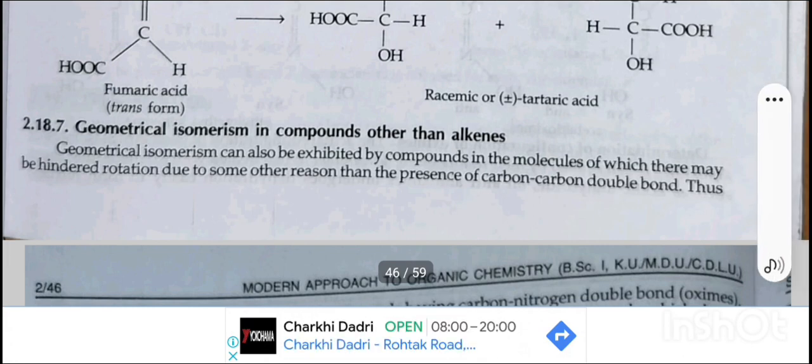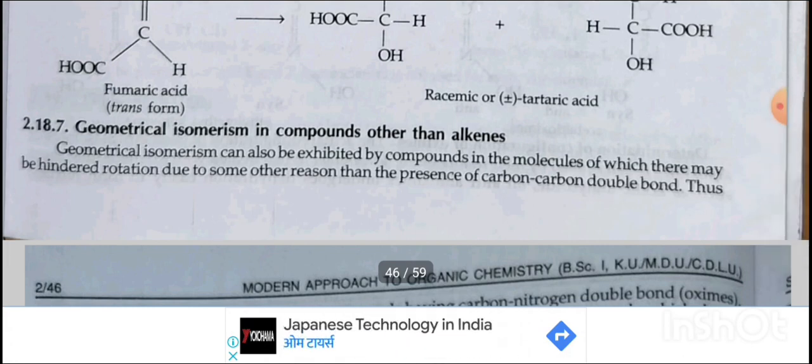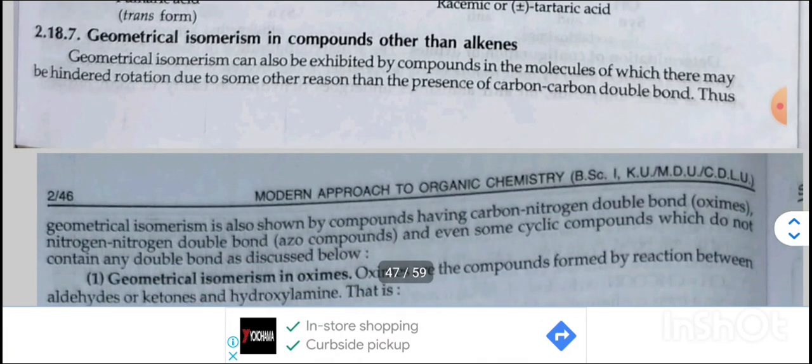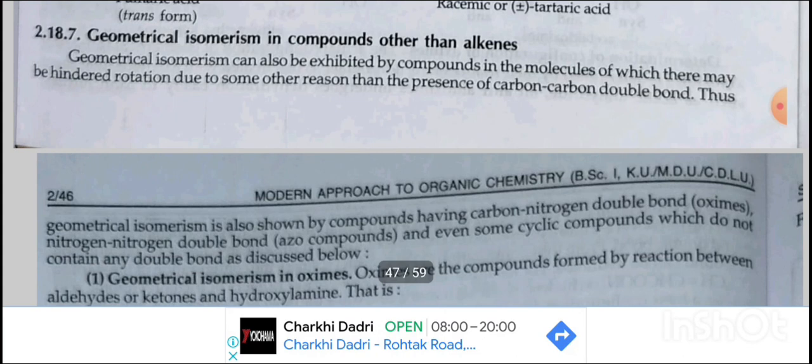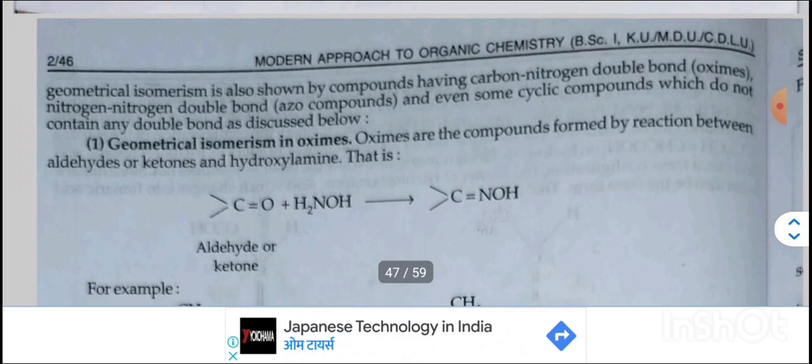Geometrical isomerism in compounds other than alkenes. Geometrical isomerism can also be exhibited by compounds in the molecules of which there may be hindered rotation due to reasons other than the presence of a carbon-carbon double bond. Thus, geometrical isomerism is also shown by compounds having a carbon-nitrogen double bond, oximes, a nitrogen-nitrogen double bond, azo compounds, and even some cyclic compounds which do not contain any double bond, as discussed below.